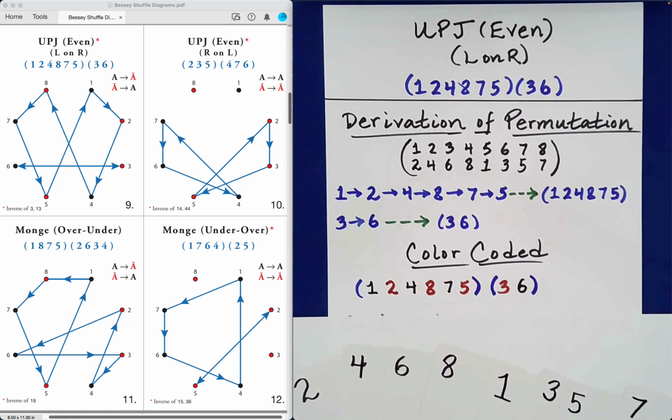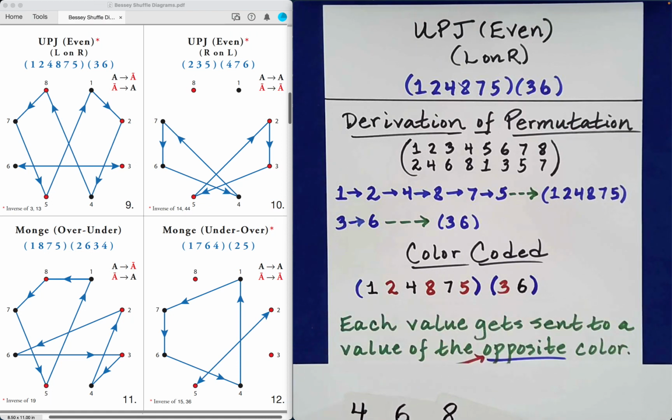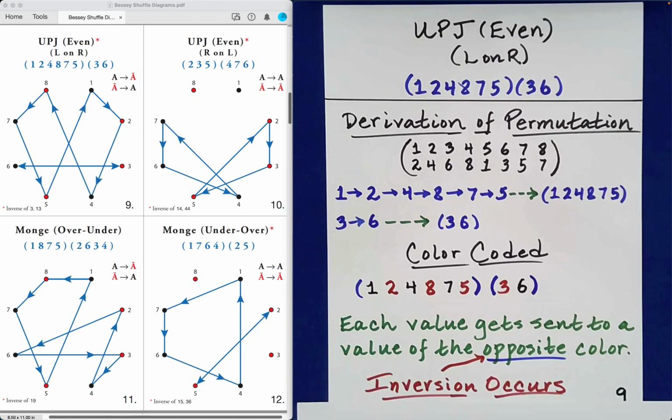So as our color coding makes clear, each value gets sent to a value of the opposite color. And when that happens, inversion occurs. So what this means then is all of the cards in positions 1, 4, 6, 7 get moved somewhere to positions 2, 3, 5, 8. So that's what we mean by an inversion.